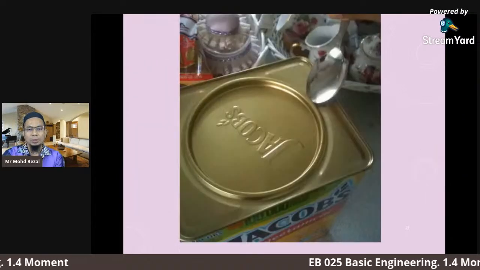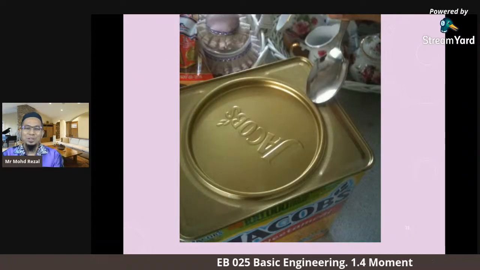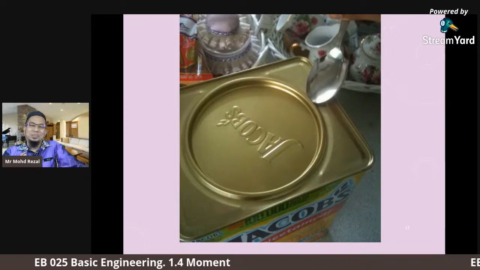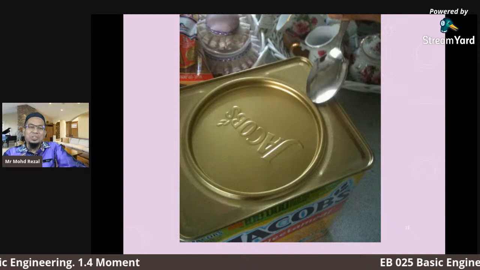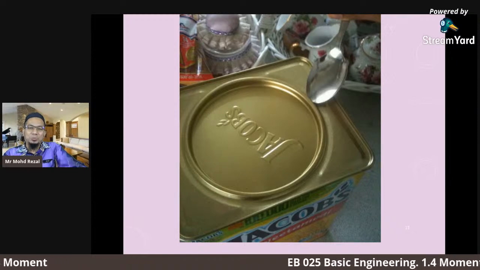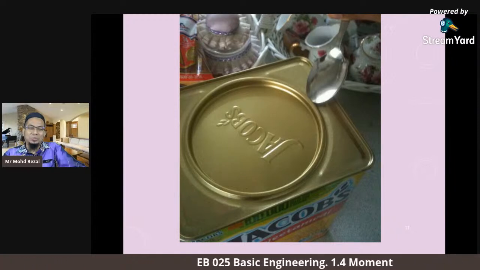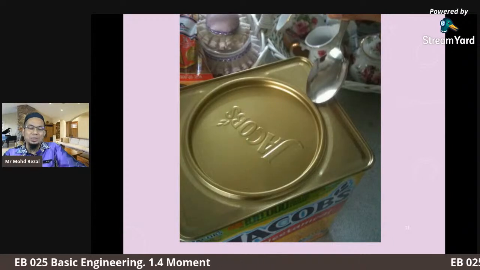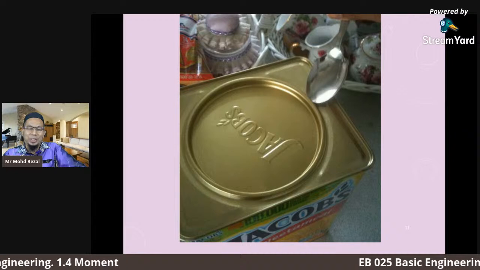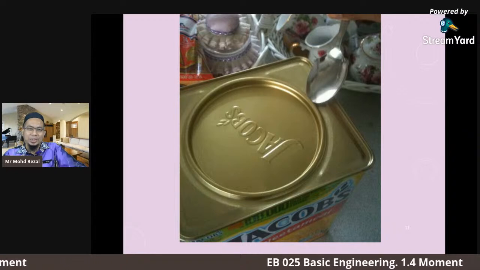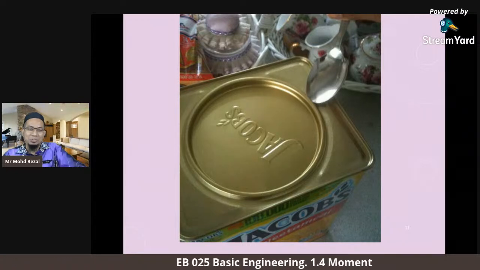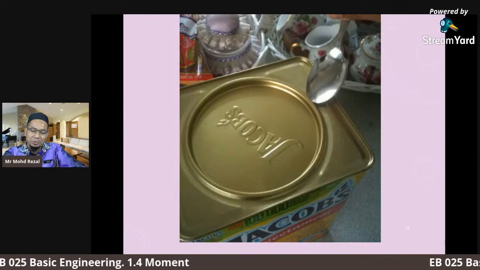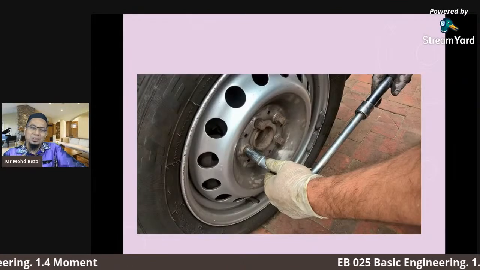Alright. Okay, we skip. What is this? This is a biscuit tin. It's very difficult for us to open the cover of a biscuit tin, unless we use a spoon. The spoon acts as a lever, so we can open this cover. This is the concept of moment. Okay, we look at another picture.